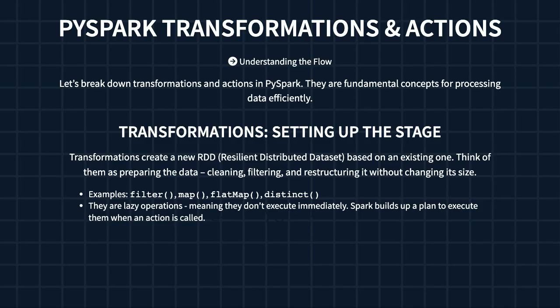Actions, on the other hand, are when you finally use that prepared data. They trigger the actual computation and bring the result back to the driver program. So, actions like collecting all the data or counting the number of rows actually execute the transformations we set up. The key difference is that transformations build a plan, while actions actually run it.